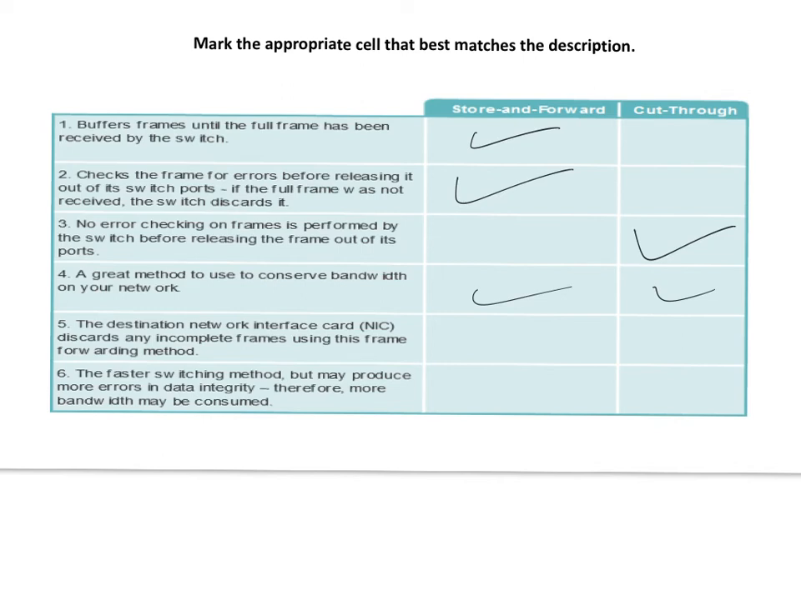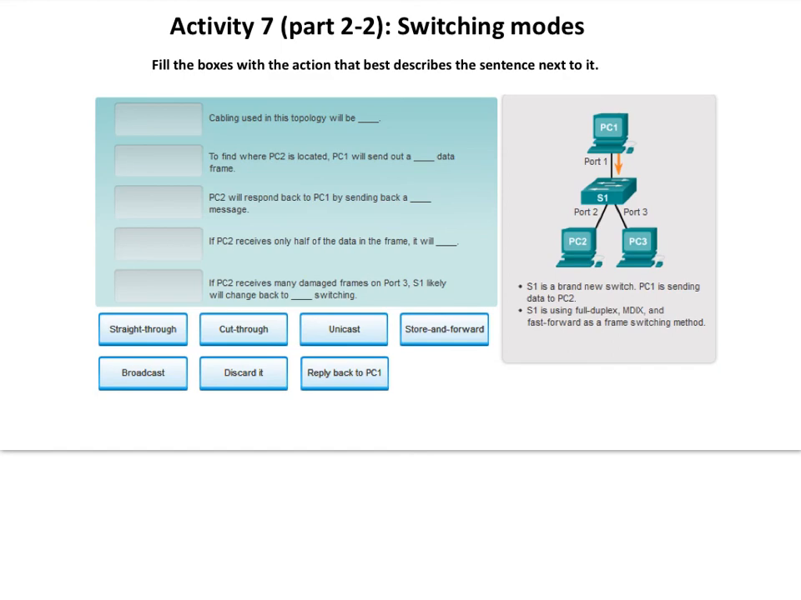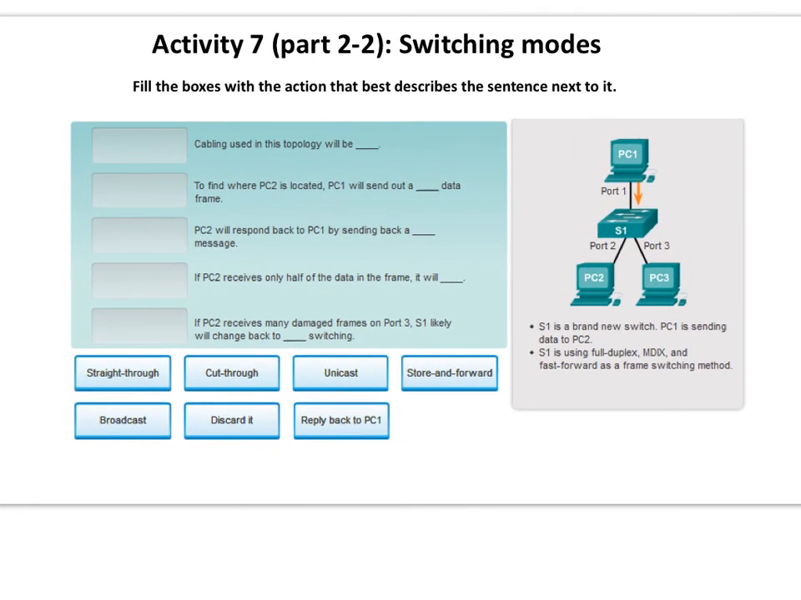Okay? So the destination network interface card discards any incomplete frames. The only way for incomplete frames to happen is in the case of cut through, because in the case of store and forward, you don't send anything incomplete. You have to store the entire frame and send it as one unit. So in that case, it's cut through. The faster switching method, but may produce some errors. So in that case, it's also cut through. So that's another slightly tricky activity where you may have multiple solutions, depending on how you look at these sentences.